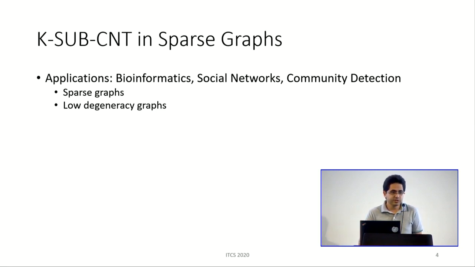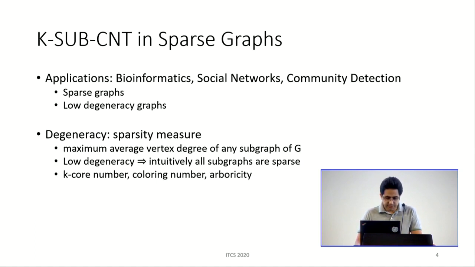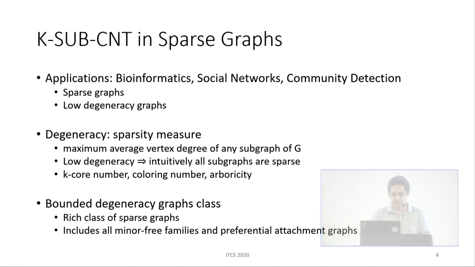And in most of these areas, the graphs that we work on are sparse graphs, and specifically low degeneracy graphs. So what is degeneracy? Degeneracy is a sparsity measure. You can think of it as the maximum average vertex degree of any subgraph of G. So intuitively, if a graph has low degeneracy, both itself and all its subgraphs are sparse. If you're familiar with these terms, it is the same as the k-core number and coloring number, and is very closely related to the arboricity of the graph. Here we specifically work with bounded degeneracy graphs, which is a rich class of sparse graphs. For example, it includes all minor-free families and preferential attachment graphs.